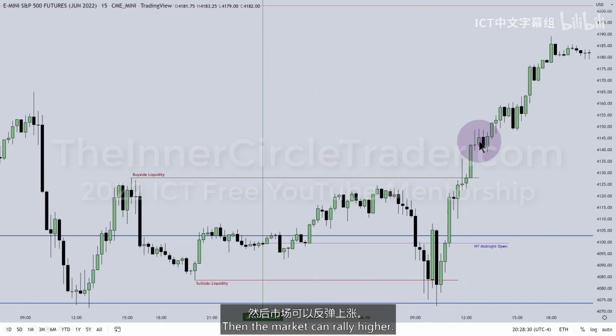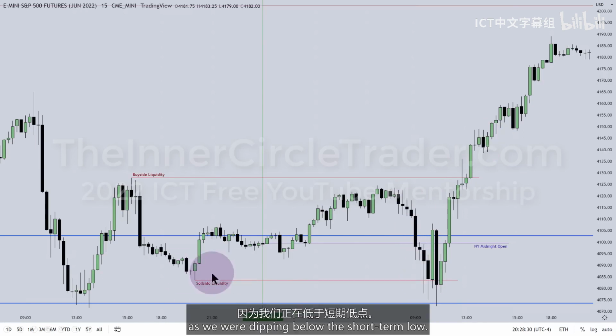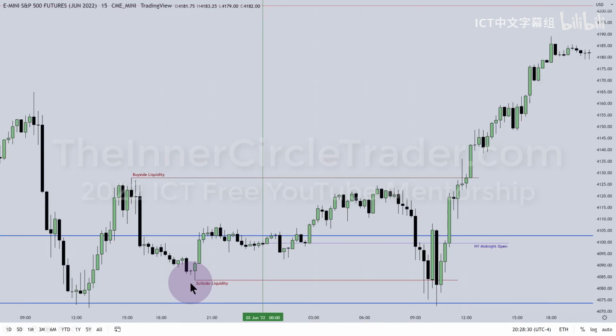Then the market can rally higher. But once I got on the side, I shorted from in here and covered inside this candle as we were dipping below the short-term low. I forced myself to engage, not because I'm breaking rules, not because I'm undisciplined, but because I want to teach you why I avoid these days, because my precision drops precipitously. I don't have the visibility on these particular days that I do have on others.